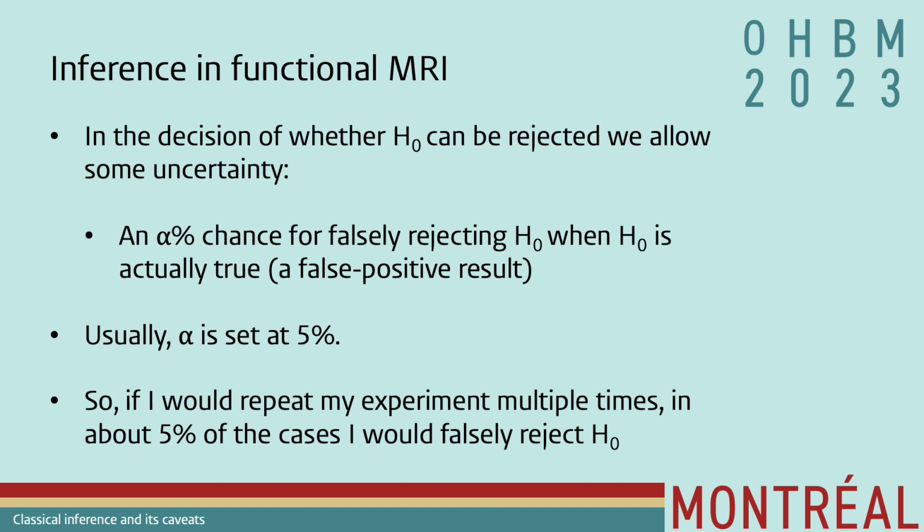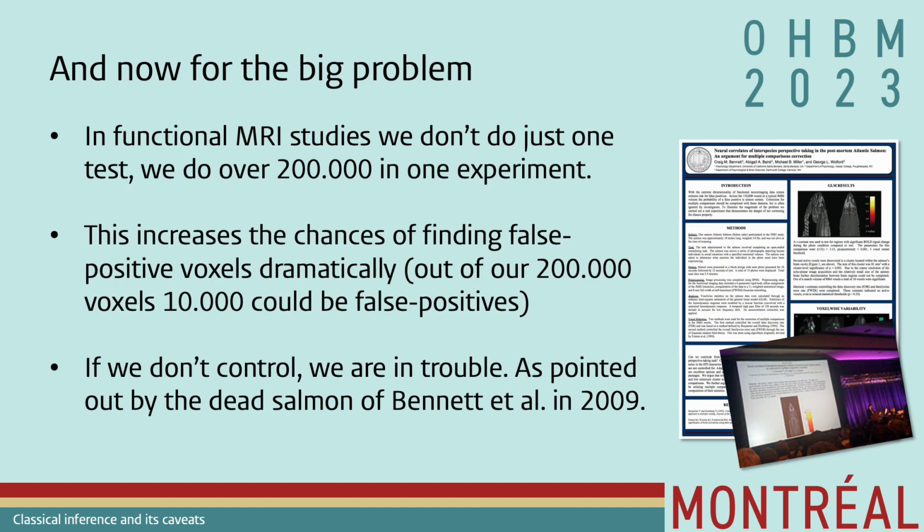So in 5% of the cases, if I would repeat my experiment multiple times, I would falsely reject the null hypothesis for that voxel. I would say that there is a significant difference, or that this voxel is significantly active, while in reality there is not. So this 5% false positive rate that we allow, this little uncertainty, is if we do one test, if we would have tested just one voxel.